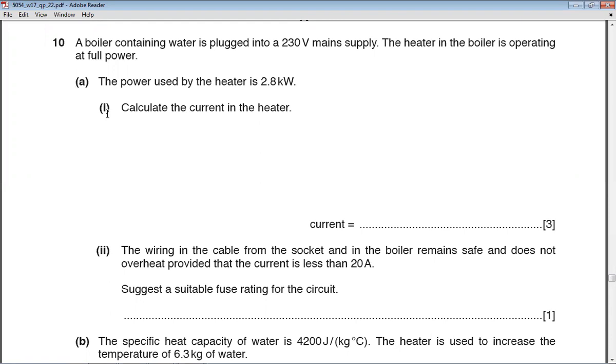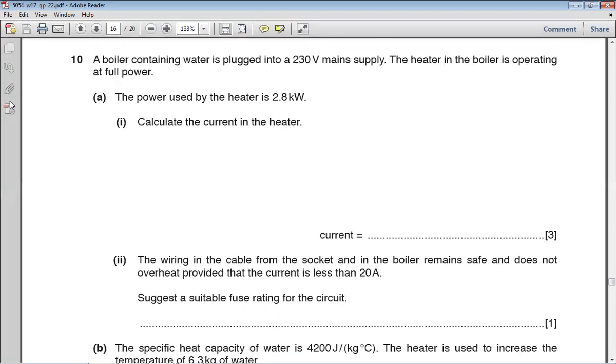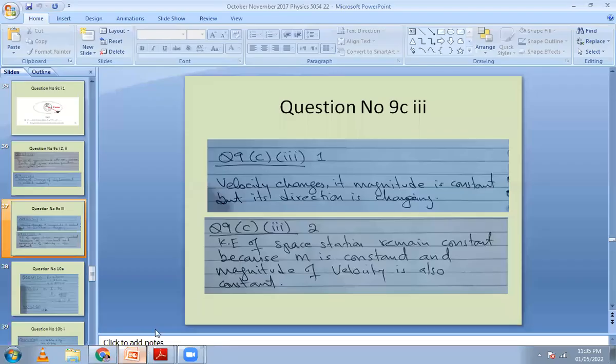The power is equal to IV, a very famous formula. But there is a problem. The power which you use in that formula, P equals IV, should be in watts. So 2.8 kilowatt means you multiply it by 1000, so it will be in watts. The power must be in watts, and then you can apply the formula. Let me show you my work.